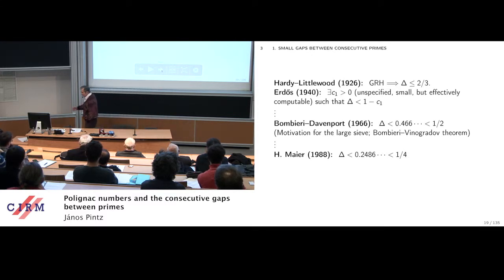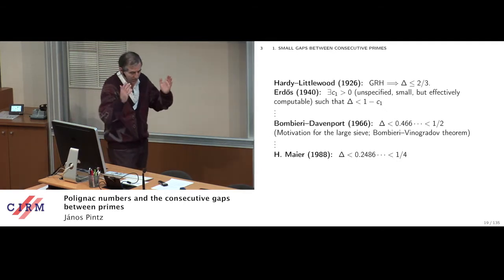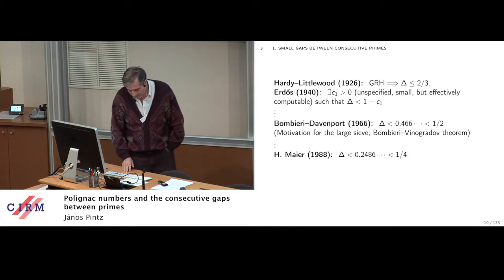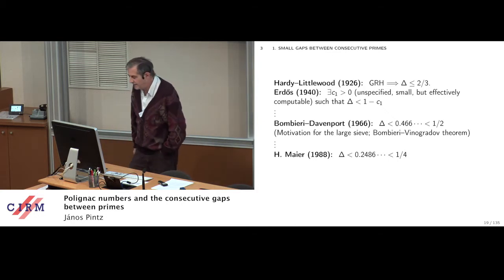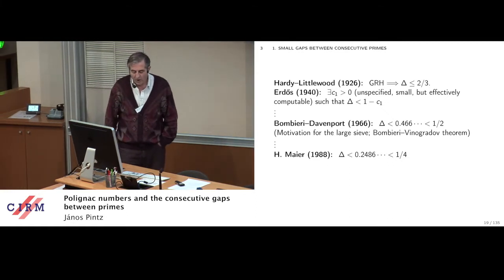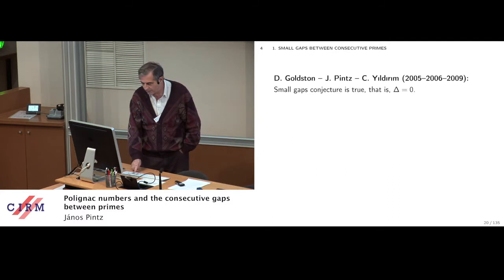So until 10 years ago, the best result about small gaps between primes was that we know that gaps of size at most 1/4 of the average size occur infinitely often. It's a little bit similar with primes in arithmetic progression, that our knowledge of 10 years ago was quite poor compared with the present knowledge.